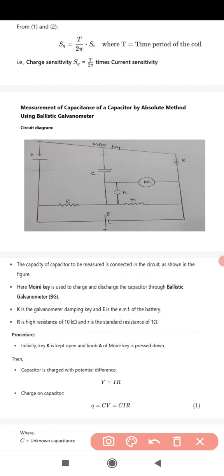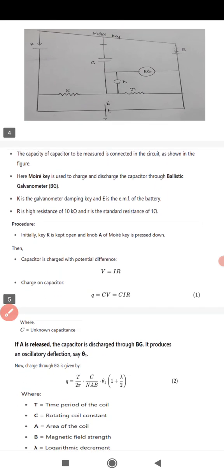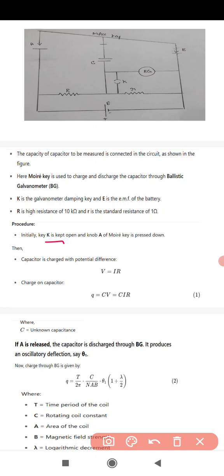Procedure for how to determine it: initially K is kept open, and knob A of the Morse key will be pressed down. The capacitor is charged with the potential difference V. You know Ohm's law, V = I R. Charge on the capacitor Q = C V. From the above equation, the V value will be substituted.